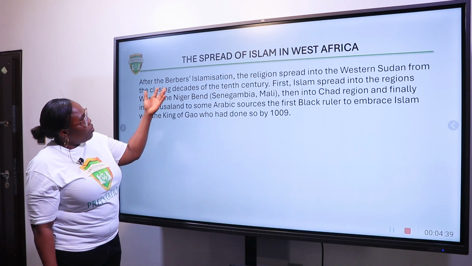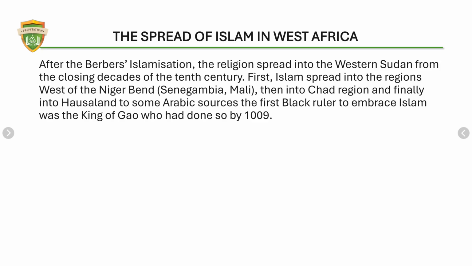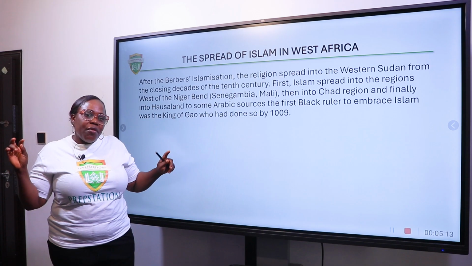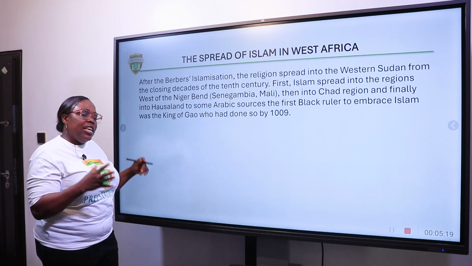After the Berber, look at the spread of Islam in West Africa. It says, after the Berbers' Islamization, the religion spread into the Western Sudan from the closing decades of the 10th century. First, Islam spread into the regions west of the Niger Bend, then into the Chad region. So what we're trying to say is Islam spread from the Sahara Desert, now into West Africa.